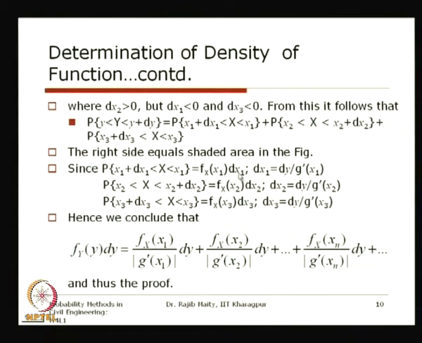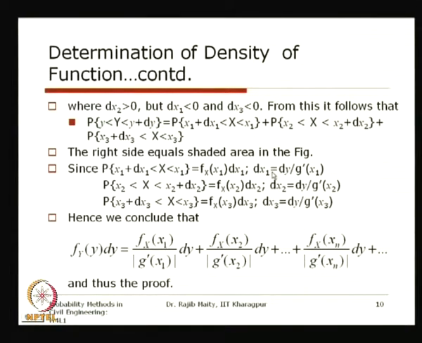Now this small length, this dx1, can again be defined in terms of this. So at this point, dx1 is dy divided by g prime. This is the rate of change of that function, and dy is the small change in y. So this is relating to this one.